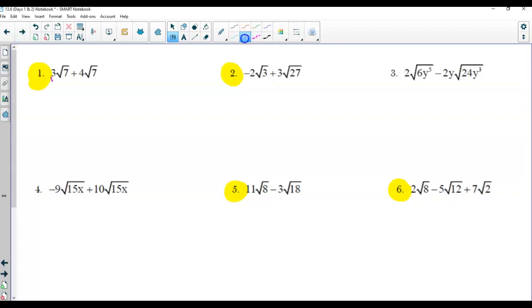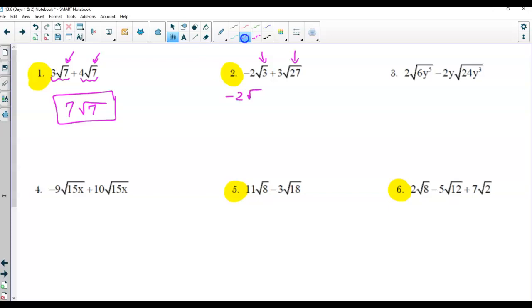If I have 3 square roots of 7 and I want to add 4 square roots of 7, that radical is like that radical, which means I'm going to have 7 of the same radicals after I add them together, right? Well, how about number 2? Check it out. A square root of 3 is not like a square root of 27. They are different, therefore I cannot add them together.